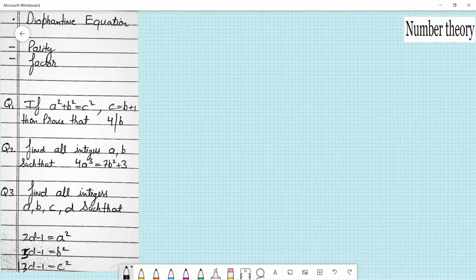Now let's learn how to solve Diophantine equations. What are Diophantine equations? These equations are nothing but a polynomial in two or more variables, such as, say, 3a square plus 4b cube equals 7. Okay, this is what a Diophantine equation is called.